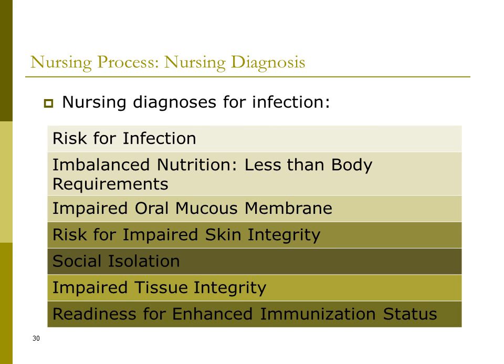So when we're looking at the nursing process, we're going to first get our nursing diagnoses. The nursing diagnoses for infection would be risk for infection, imbalanced nutrition: less than body requirements, impaired oral mucous membrane, risk for impaired skin integrity, social isolation, impaired tissue integrity, and readiness for enhanced immunization status. You have a book that you were to buy this semester, and it gives you the nursing diagnoses. We don't make them up. They are already established. We're going to talk a lot more about the nursing process next week.